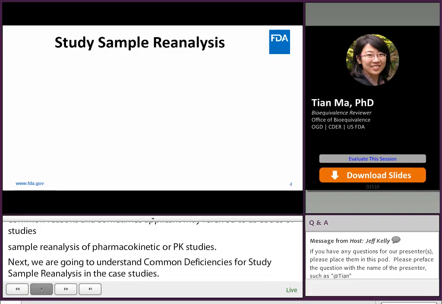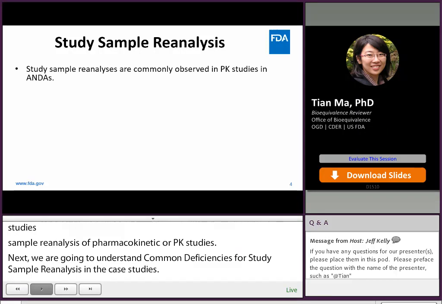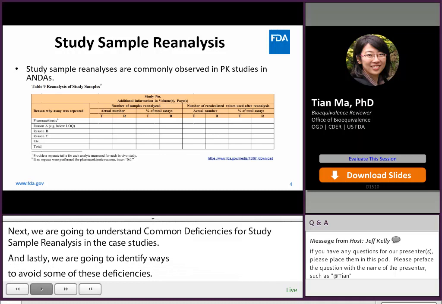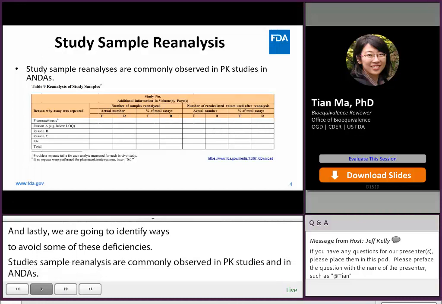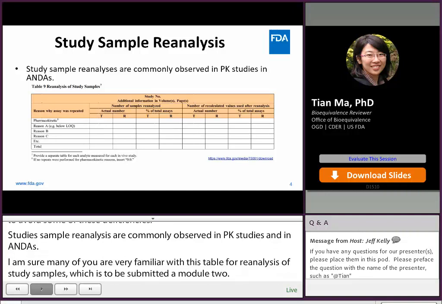So study sample reanalysis is commonly observed in PK studies in ANDAs. I'm sure many of you are very familiar with the summary table for reanalysis of study samples, which is to be submitted in Module 2. And additional information regarding the study sample reanalysis is to be provided in the bioanalytical report. And this bioanalytical report, as well as other supporting documentation and information, such as the SOPs, are to be submitted in Module 5.